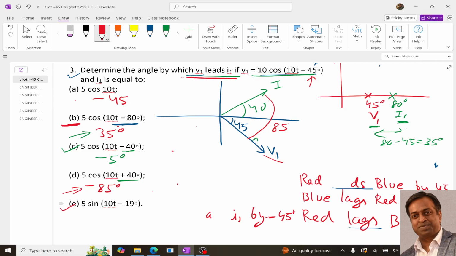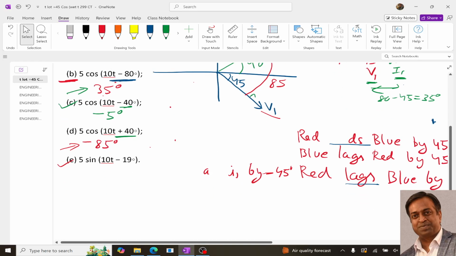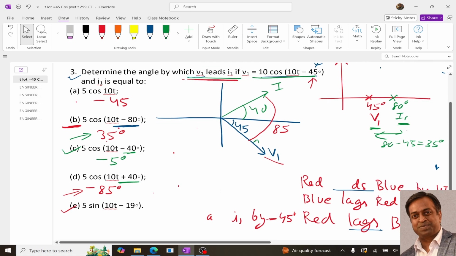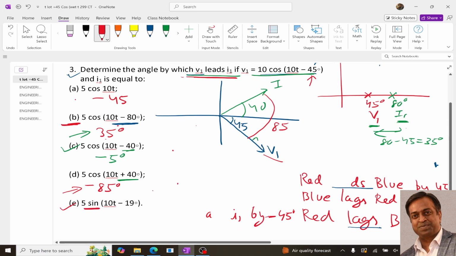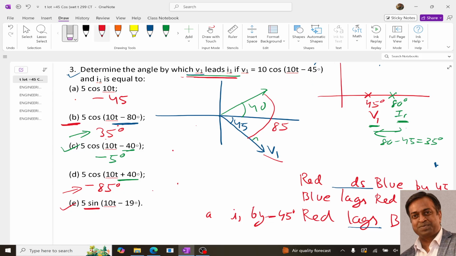Now the E part. Now the E part is tricky in what sense? Over here it is not cosine, it is sine, and V1 is in cos. So remember, when we are comparing the angle, we need to check if both current and voltage are either in cosine form or in sine form. But over here, since the two are not in the same form, we need to convert one into the other form. So let me convert this sine into the cosine form.